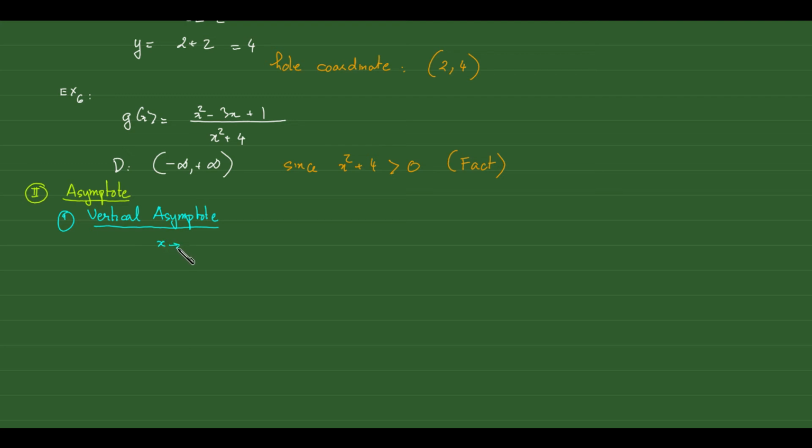When x approaches a value a, then f of x approaches positive or negative infinity. So that's what I mean. Literally, this is a vertical asymptote. A vertical asymptote is where the function is undefined. So it's located where the rational function is undefined.